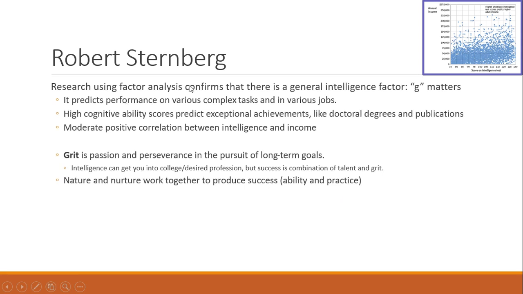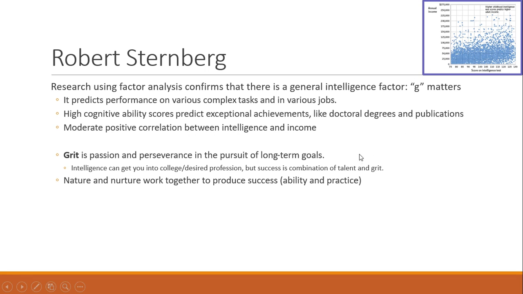So using factor analysis confirms that there is a general intelligence factor, that's g, and it does matter. It predicts performance on various complex tasks. High cognitive ability scores predict exceptional achievements. So if you show that you score high in this area, you're much more likely later on in life to achieve more. So that would be like your doctoral degrees or your publications. Moderate positive correlation between intelligence and income.